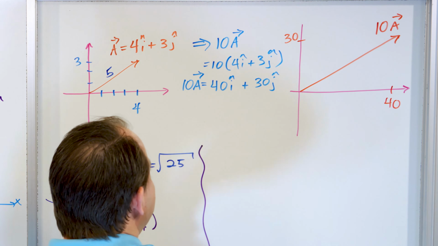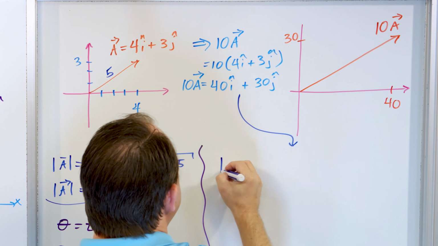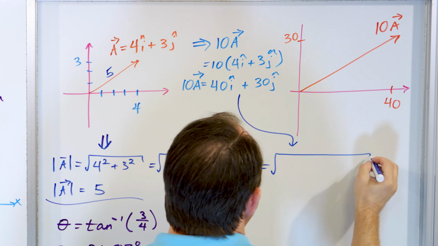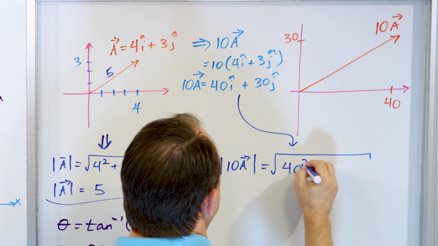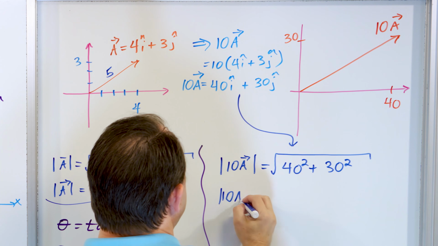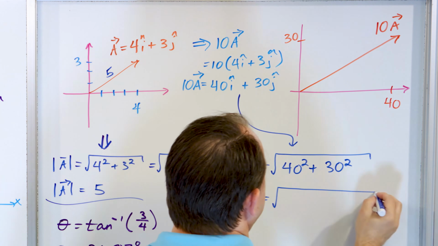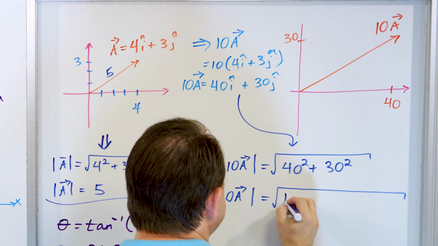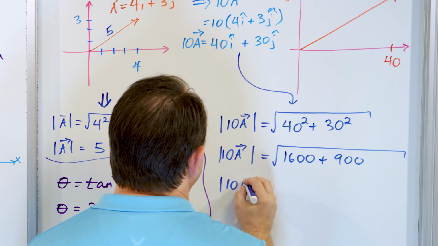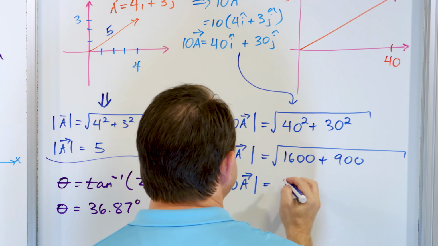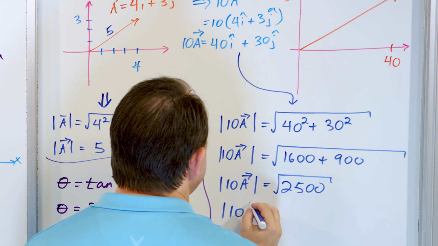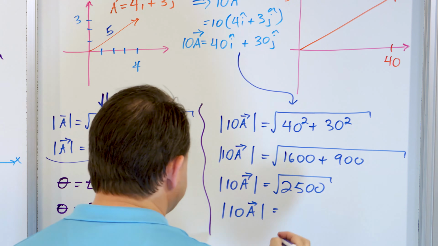This is the new vector we got. Now let's ask ourselves, what is the magnitude of 10 times the original vector? Well, we take the square root of the x component squared plus the y component squared. What is 40 squared? Well, that's 1600. What is 30 squared? That's 900. And so 1600 plus 900, that's 2500. We're taking the square root of this, so the magnitude of 10 times A is the square root of 2500. You're going to get 50.